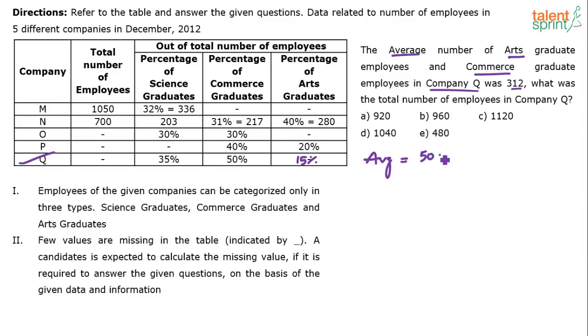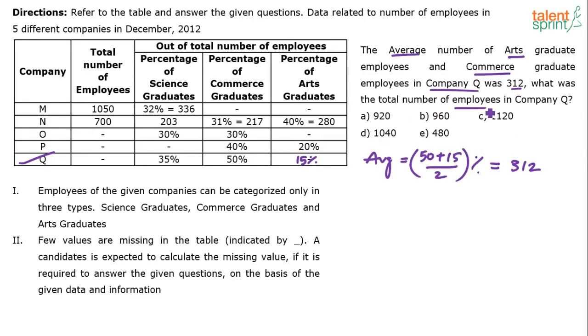See, what is the average of arts and commerce? I mean, in terms of percentage, what is the average? 50 plus 15 by 2. Right? This is the average. This is equal to 312. According to the question, this is 312. Average percentage is this. This is equal to 312.